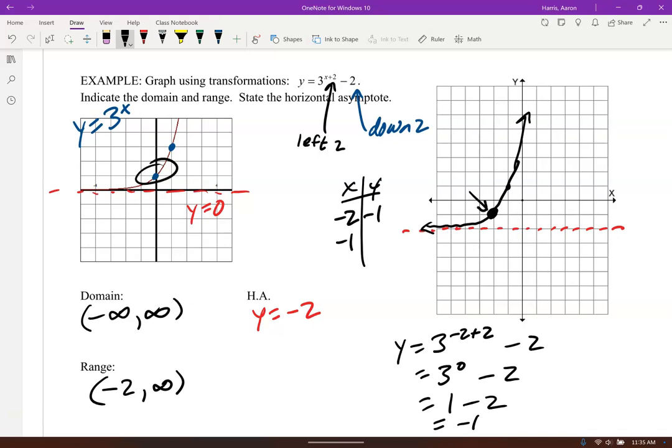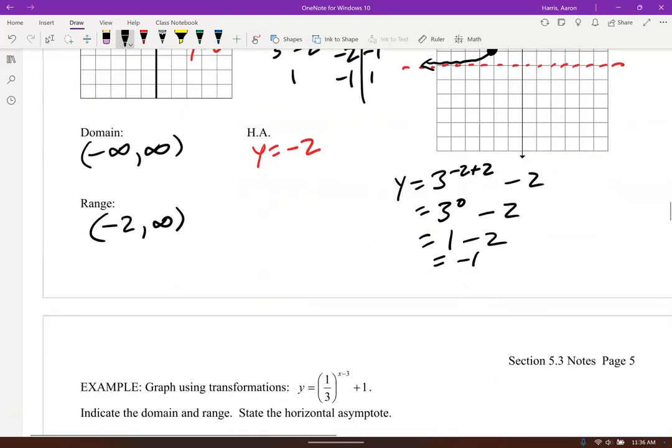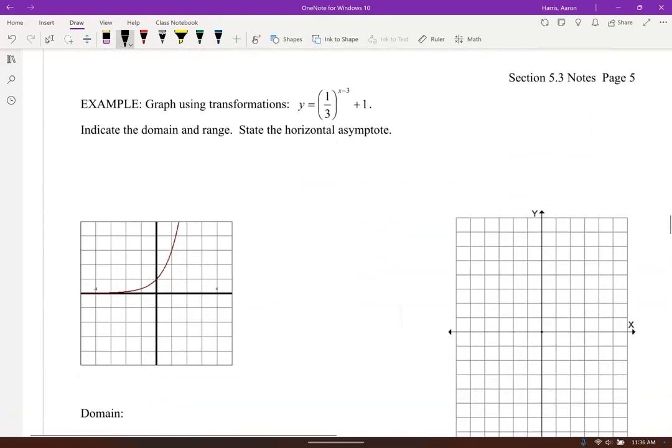Negative 1 is another good one. 3 to the negative 1 plus 2, minus 2. That'd be 3 to the 1 minus 2, which is 1. So (-1, 1). There's that point right there. And so on. You could plug some other points in if you choose to. So that's a horizontal shift left 2 and a vertical shift down 2. That's an example of that.